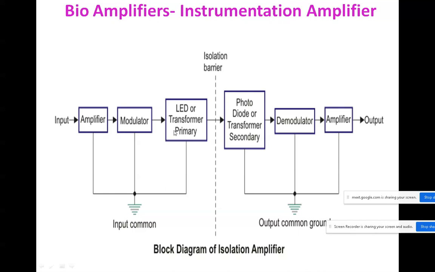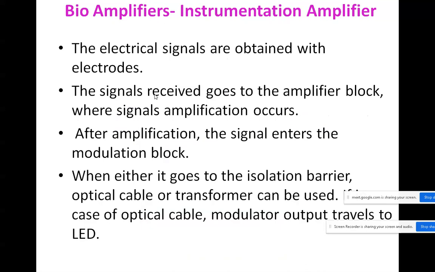Similarly, the LED will be converting the electrical energy into light energy. The photodiode, which is used in the second part, will absorb that light energy emitted by the LED and convert it into electrical energy on the output side. Okay, this signal will be demodulated again. Here it was modulated, and similarly it will be demodulated, and then the amplifier will be used again, and then it will be given as output. So the isolation amplifier's main theme is to isolate the patient from the electrical signal. That's all, to avoid electrical accidents.